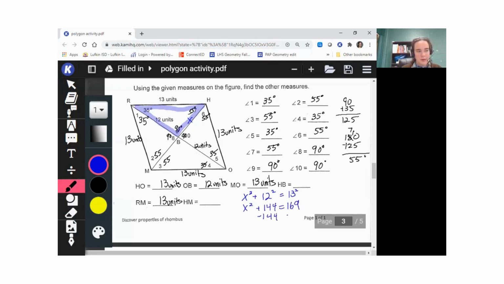Subtracting that 144 from both sides, and x squared equals 25. Taking the square root of both sides, and x equals 5. So that's the length of HB, which means that BM is also 5. And 5 plus 5 is 10 units.